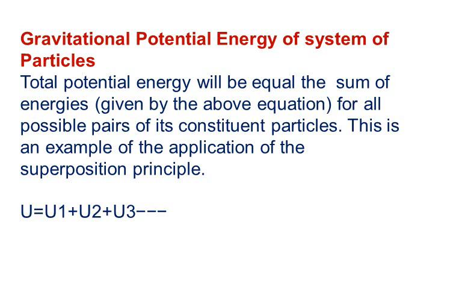Gravitational potential energy for the system of particles. The total potential energy will be equal to the sum of the energies for all possible pairs of its constituent particles. And this one is an example of the superposition principle again, that the net U will be equal to U1 plus U2 plus U3.